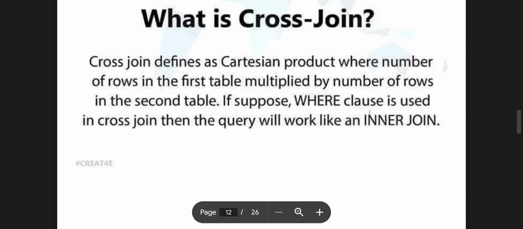What is a join? Cross join defines the Cartesian product, where the number of rows in the first table is multiplied by the number of rows in the second table. If the WHERE clause is used in a cross join, then the query will work like an inner join.